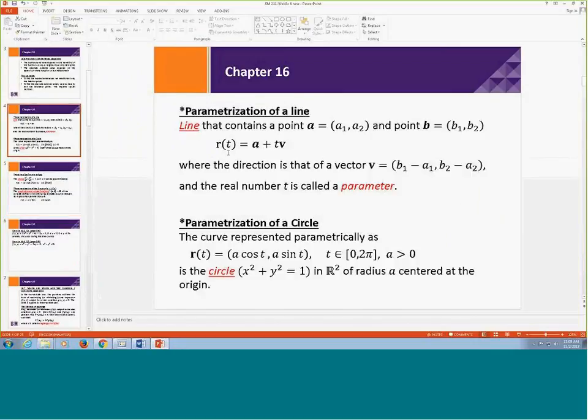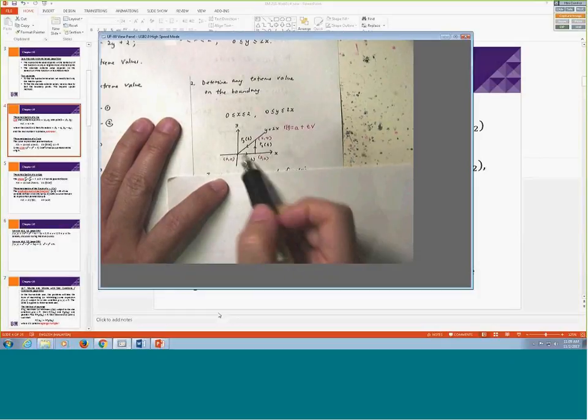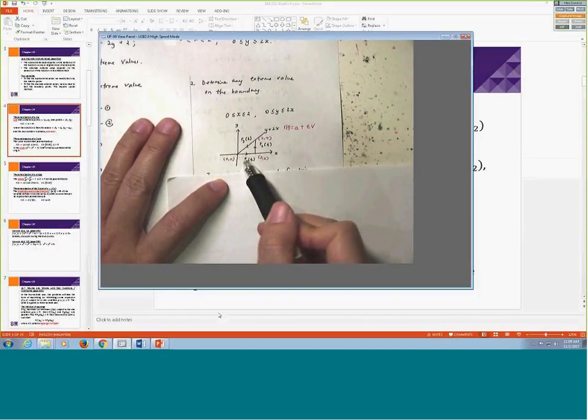Okay, r(t) equals A plus tV. A is a point, B is another point, and V is the direction from A to B. So we take B1 minus A1, B2 minus A2, and t is the parameter. We denote this as the first line.